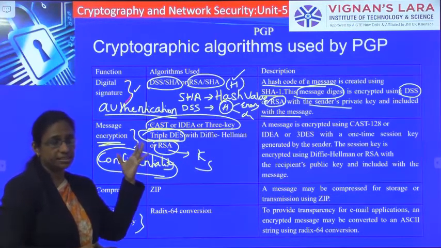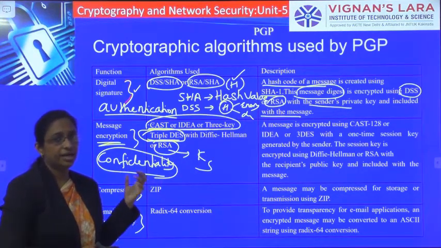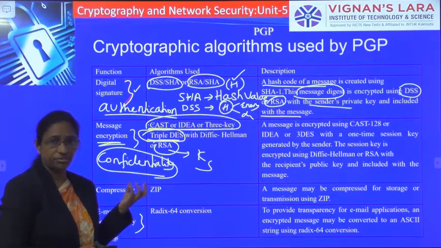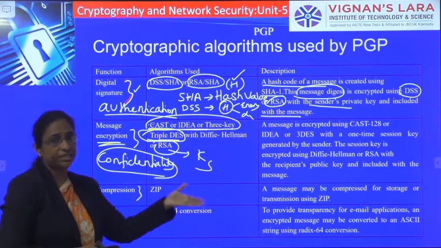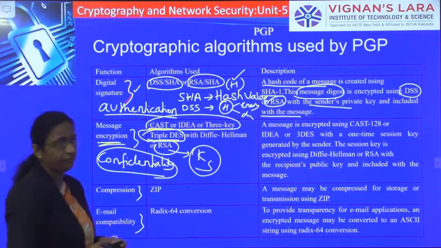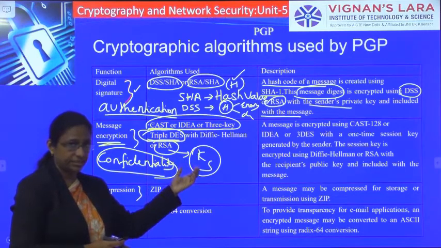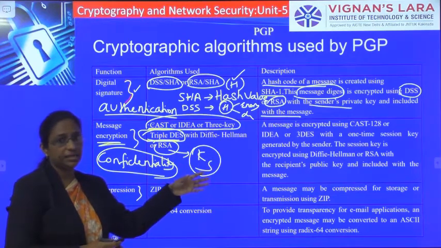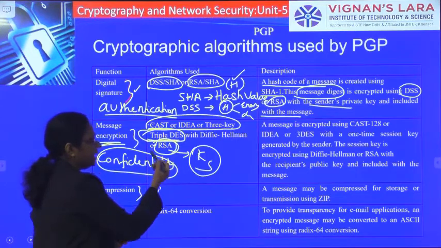Since it is a symmetric key cipher, the sender and the receiver will be using the same key. Since they use the same key, the sender has to send the key secretly to the receiver. Here the sender is using this session key for the encryption process, so the sender has to send this session key to the receiver secretly. For sending it secretly, he will be using the RSA algorithm.